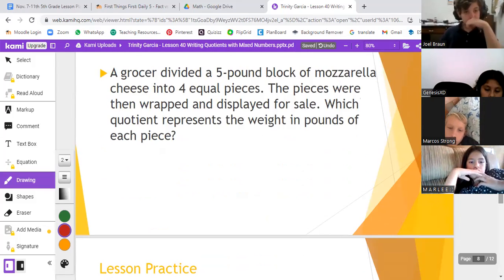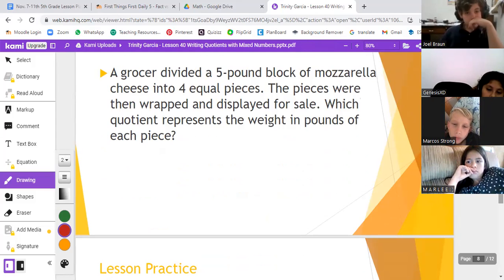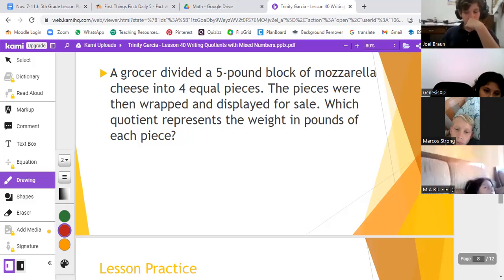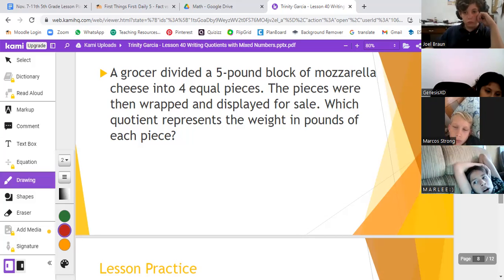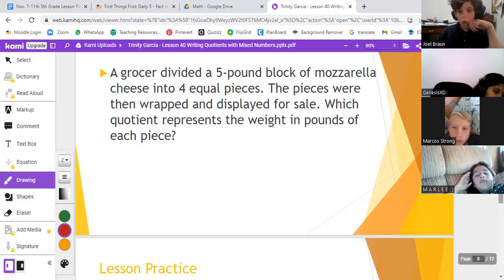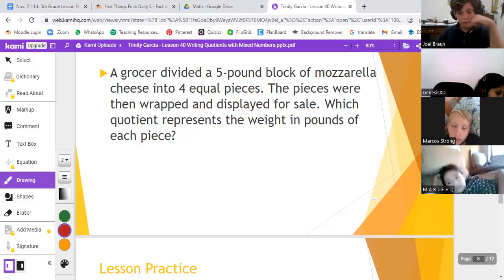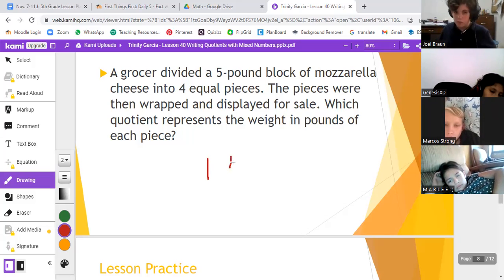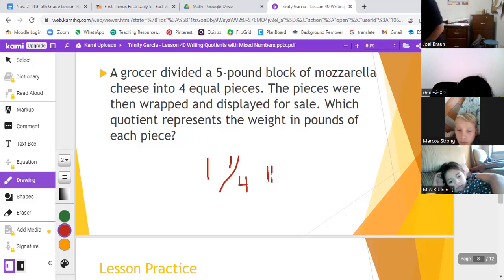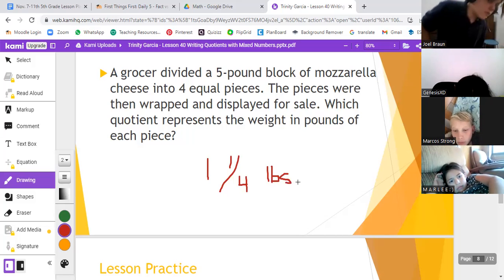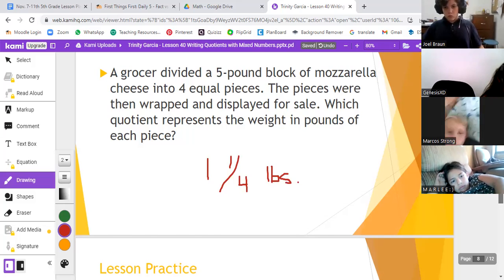Okay, Joel, this time it's you. A grocer divided a 5-pound block of mozzarella cheese into 4 equal pieces. The pieces were then wrapped and displayed for sale. Which quotient represents the weight in pounds of each piece? 1 pound and a fourth. Sorry, Joel, I couldn't hear you quite right. Can you tell me one more time? 1 pound and a fourth of a pound. 1 1/4 pounds. Very good. So we would write it like this, 1 1/4 pounds. Okay, and remember that the abbreviation for pounds is LBS, or you can write out the word pounds. Okay, 1 1/4 pounds. Good.